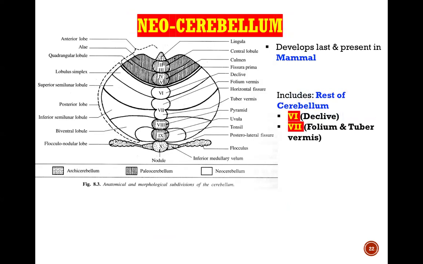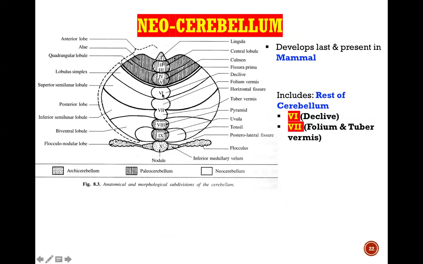Now, the important one. This structure we call the neocerebellum. The neocerebellum basically contains lobules 6 and 7, that is the folium and tuber vermis. So these three things, with 7 as a Roman numeral, include 6 and 7.